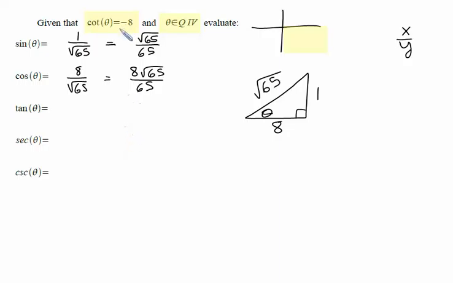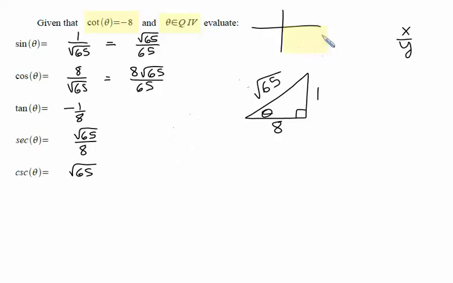Now the tangent is just the reciprocal of the cotangent, so we'll know that's negative 1/8. The secant is the reciprocal of cosine, so I can just write this as radical 65 over 8, and the cosecant is the reciprocal of sine. The last question that we have to ponder is positive or negative.